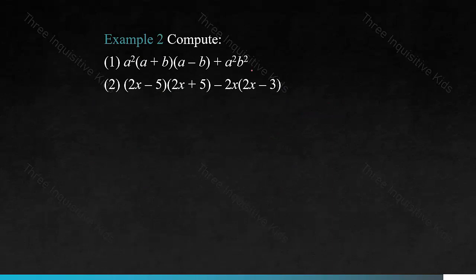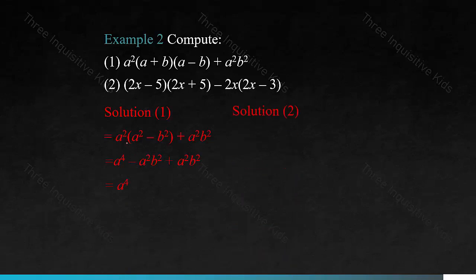I want you to compute these two expressions. Solution number 1. We use the square difference formula to get a squared minus b squared. Remember, we still have our parentheses around it. Then we apply the distributive property of multiplication, and we end up having two opposite terms which can cancel each other out, so we get a to the 4th power.